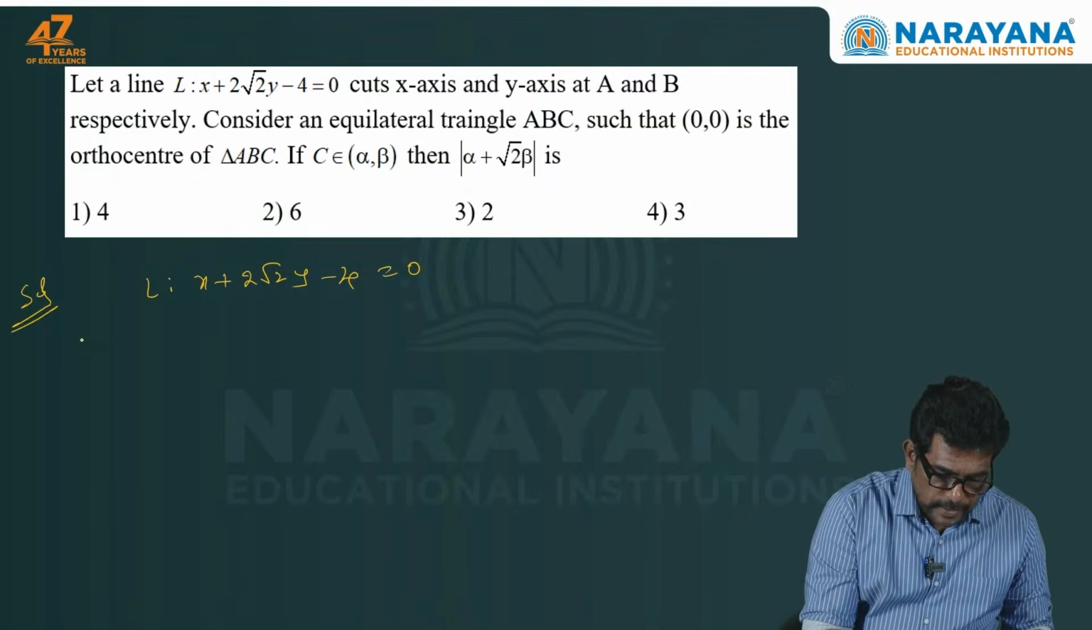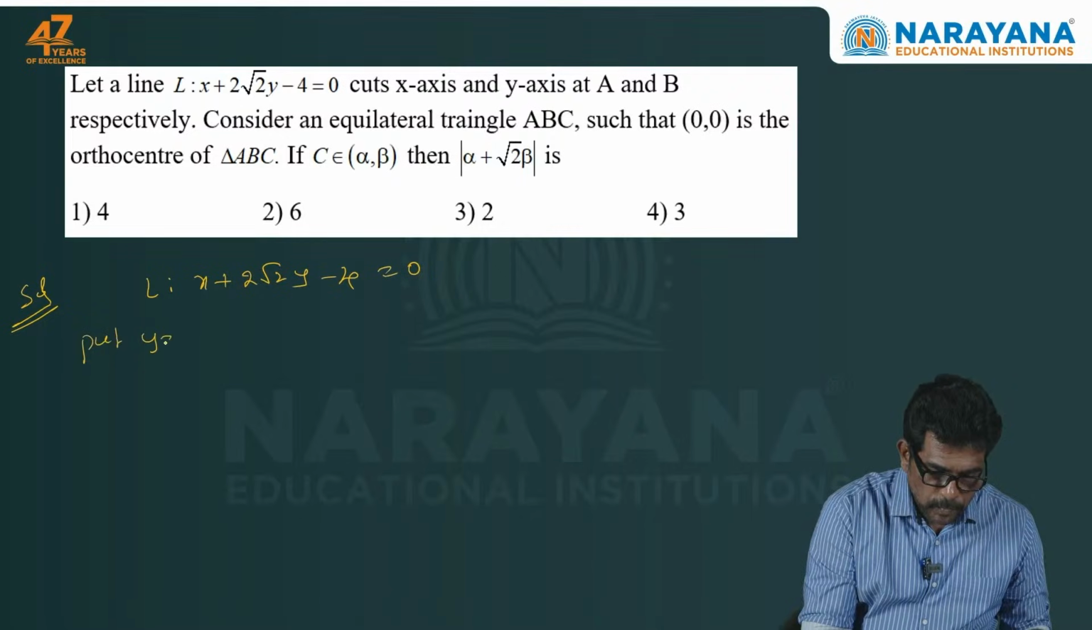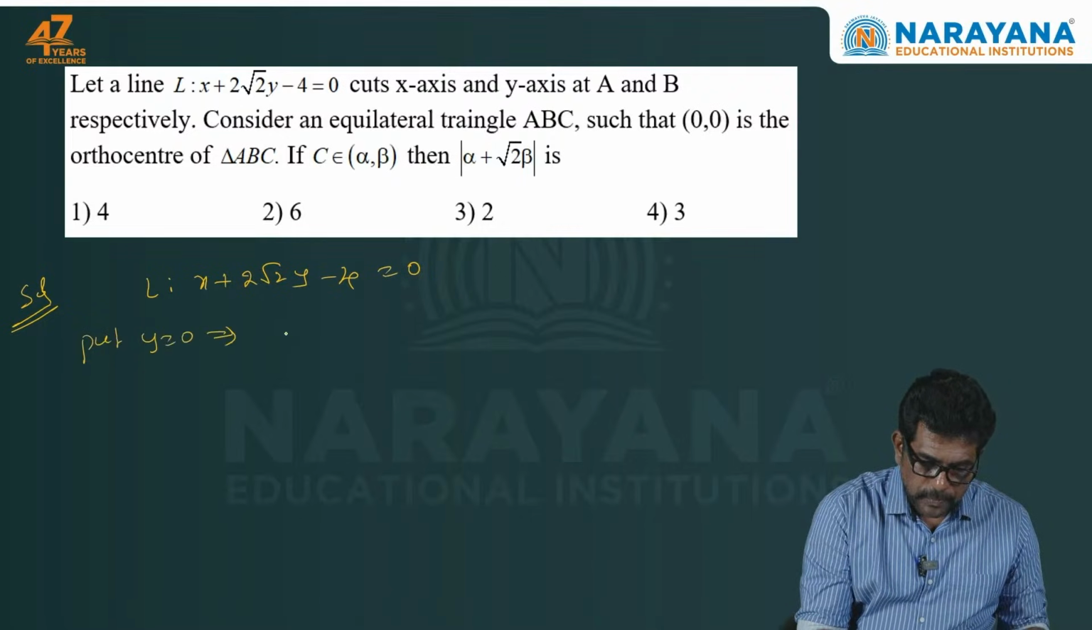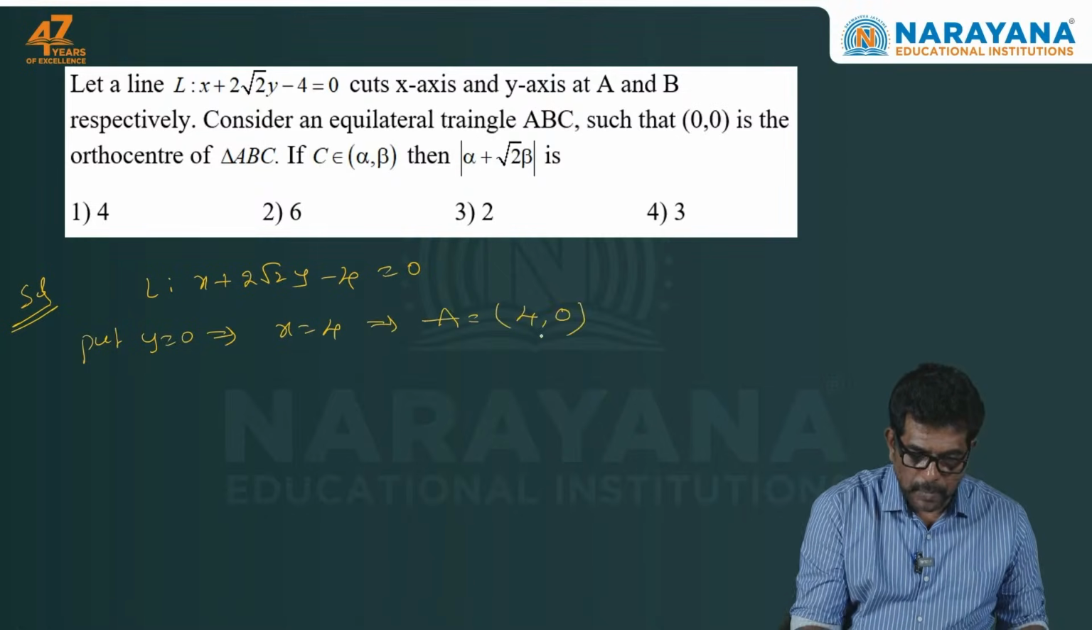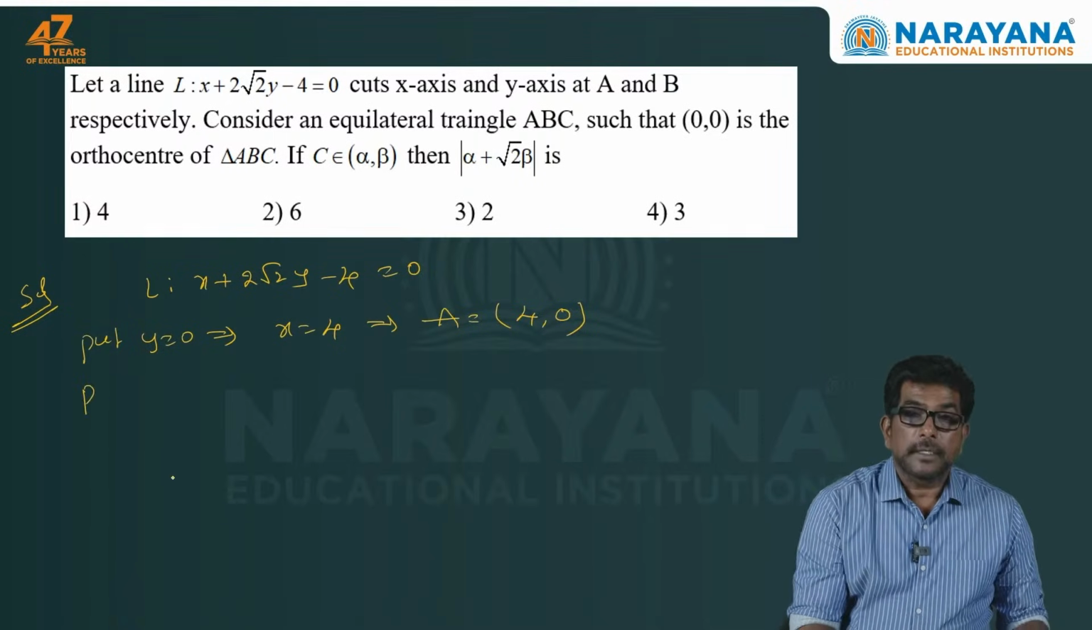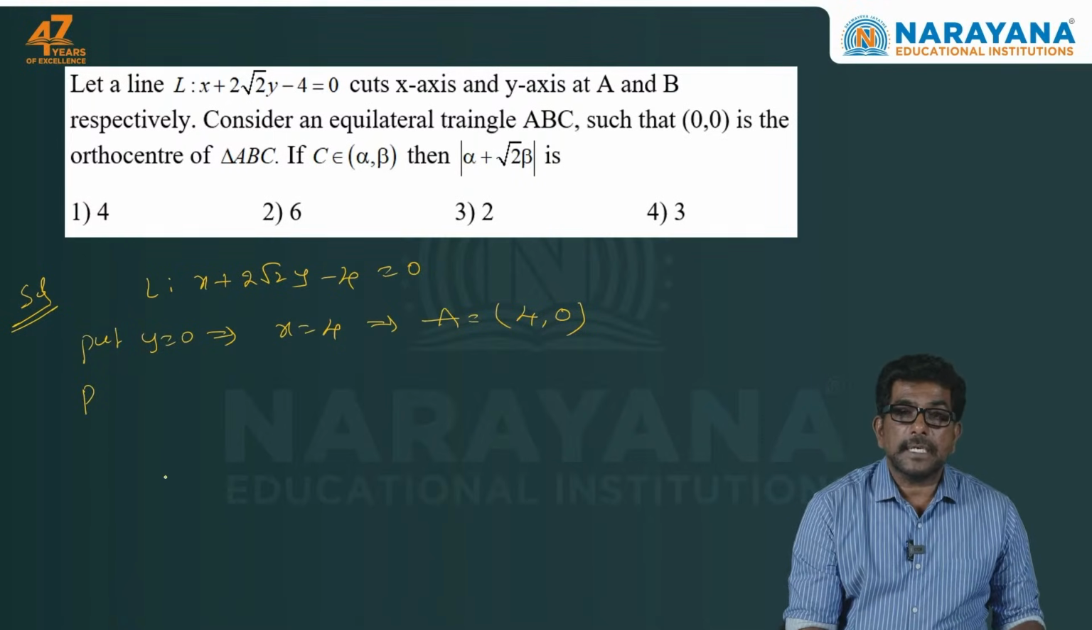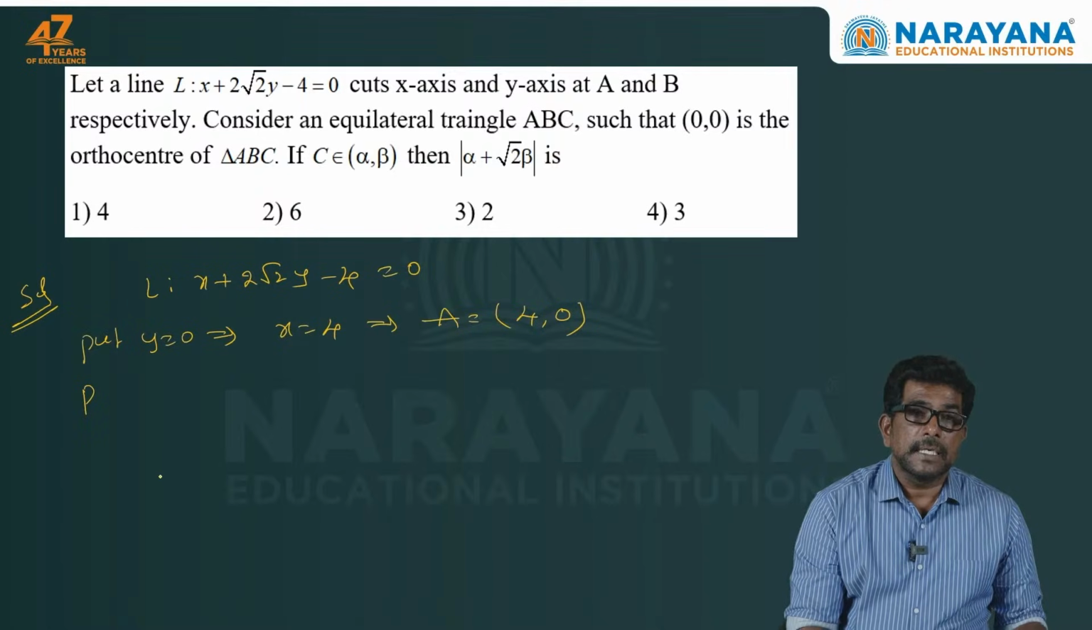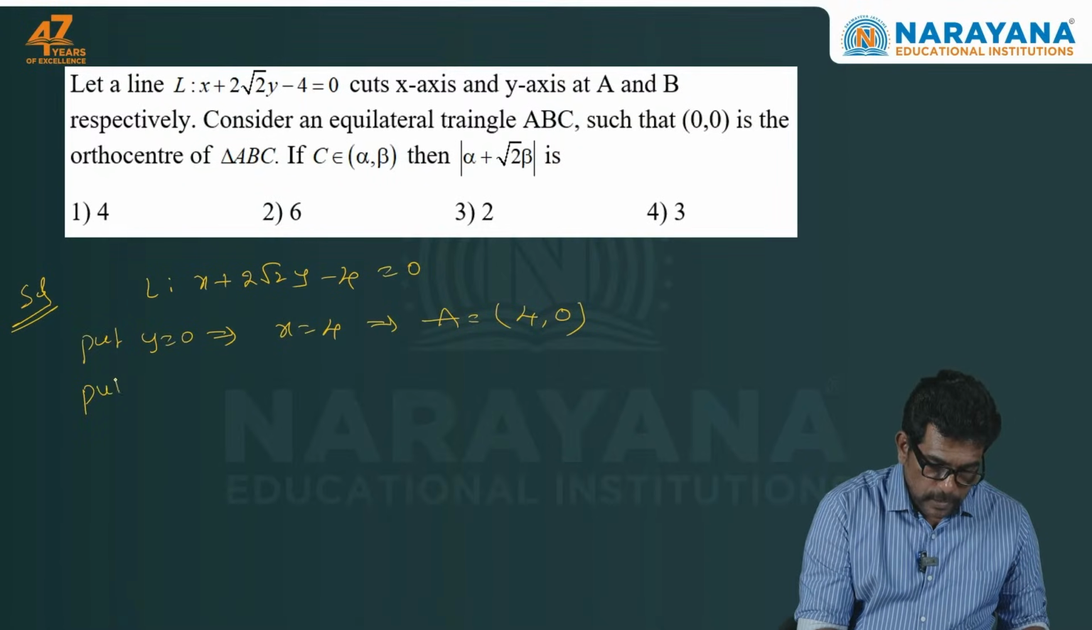That means y is equal to 0. Put y is equal to 0. By substituting y is equal to 0, x is equal to 4. That means A coordinates are (4, 0). Similarly, the line intersects or cuts the y-axis at B. So, to get the B coordinates, put x is equal to 0.